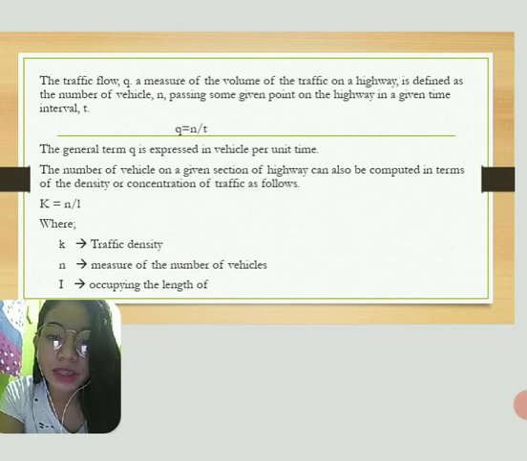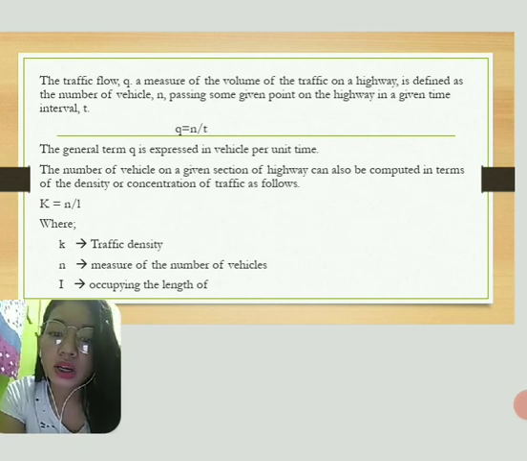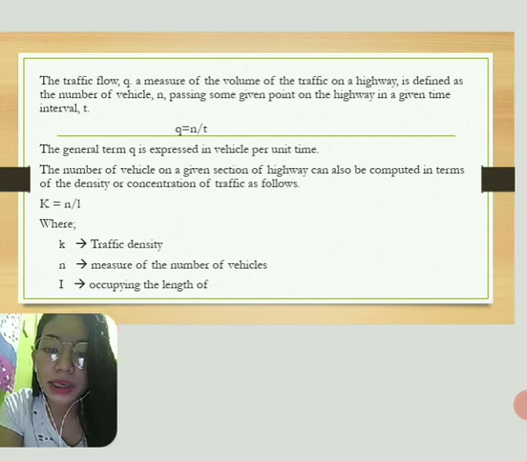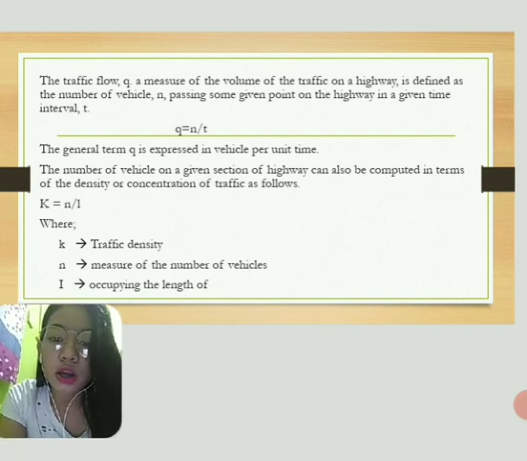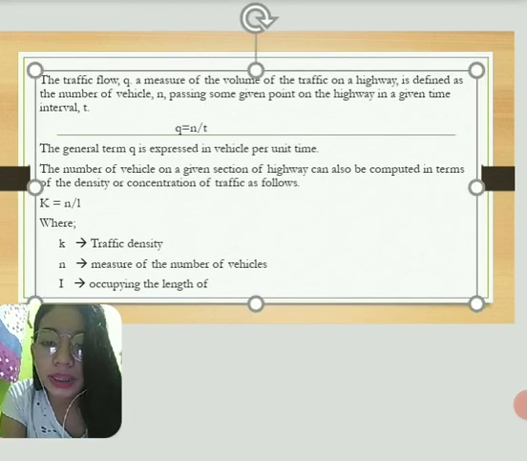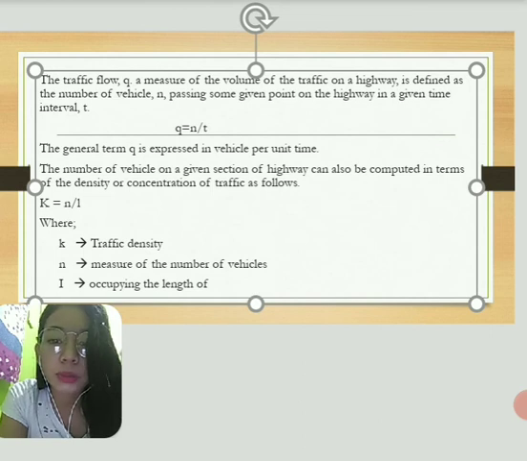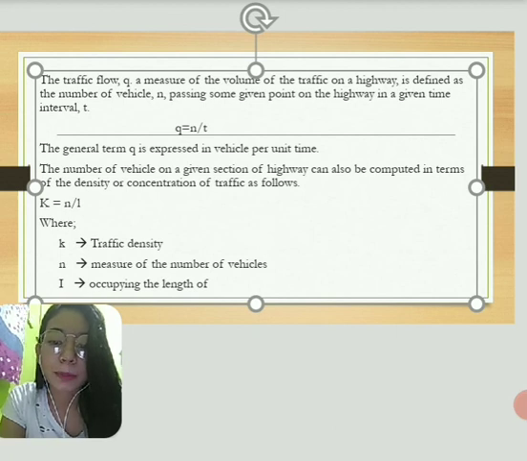The number of vehicles on a given section of highway can also be computed in terms of the density or concentration of traffic as follows. K is equal to N over L, where K is the traffic density, N is the number of vehicles, and L is the occupying length of the road.